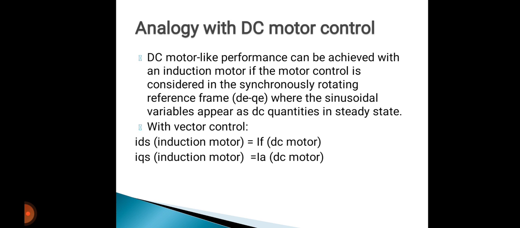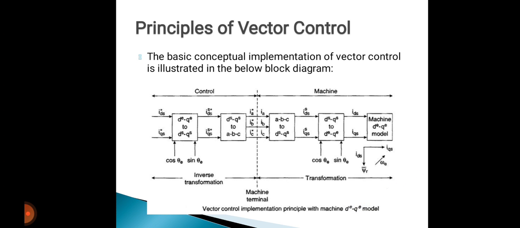IDS in the induction motor corresponds to IF, which is the field current in the DC motor, and IQS in the induction motor is equal to the armature current in the DC motor. And this is the principle of vector control.